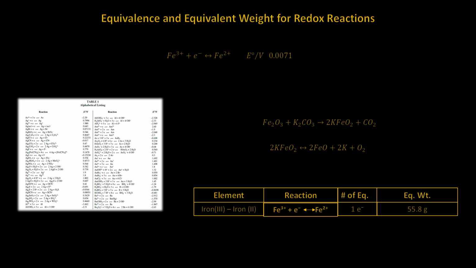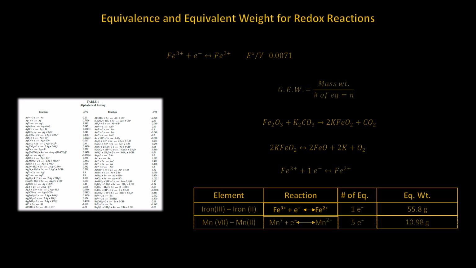1 electron was contributed as the iron 3 was reduced to iron 2. Therefore, the equivalence for this reaction is 1. The equivalent weight of the iron is therefore 55.8 grams equivalent weight per mole. The reduction of manganese 7 to manganese 2 involves 5 electrons. Now, using the GEW equation, the equivalent weight for manganese is 10.98 grams equivalent weight per mole.